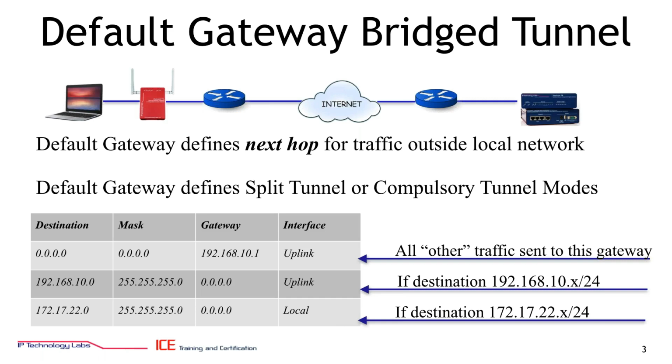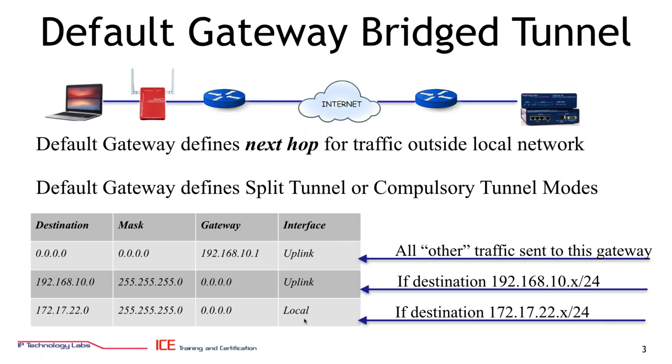So the default gateway defines your next hop for traffic that's outside of your local network. We have a little routing table on the bottom, and if you look at it, 192.168.10.0 is on our uplink. 172.17.22 is on our local network.